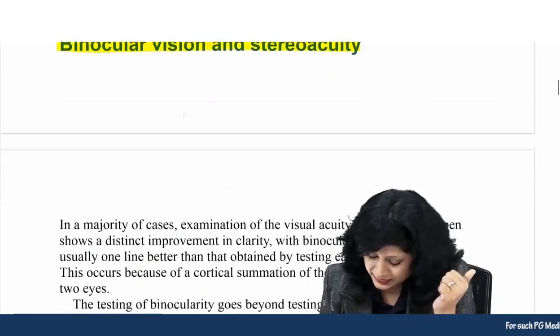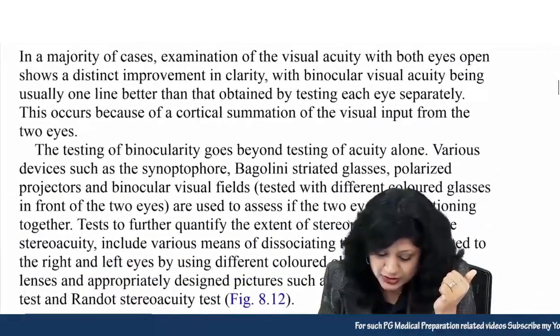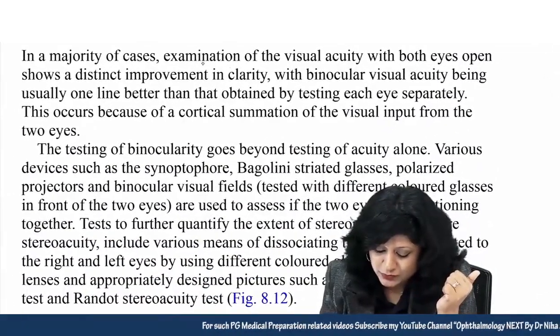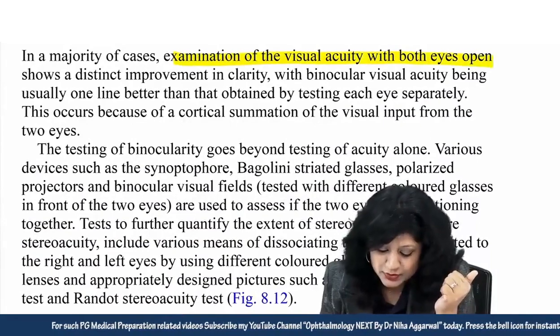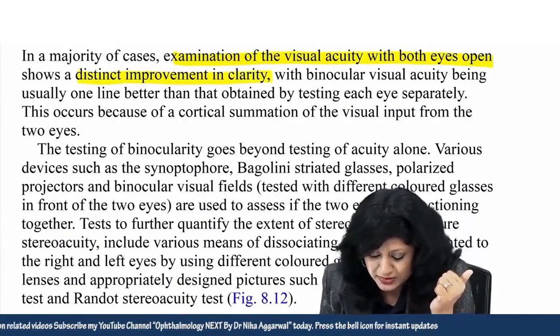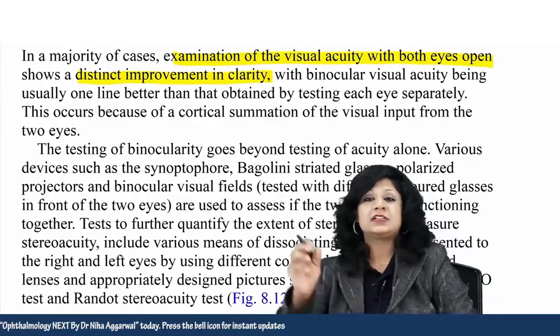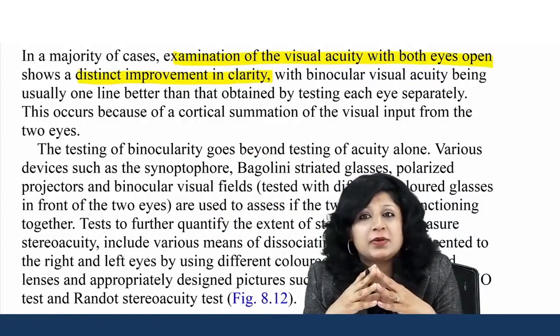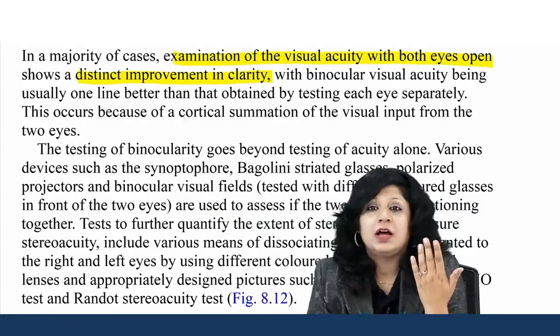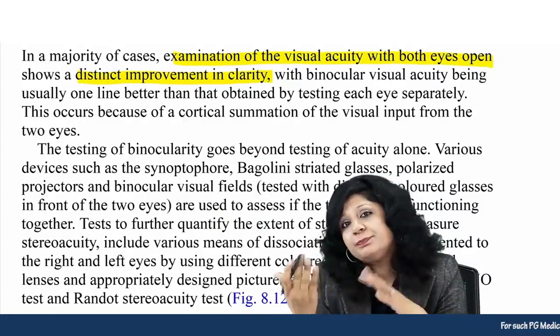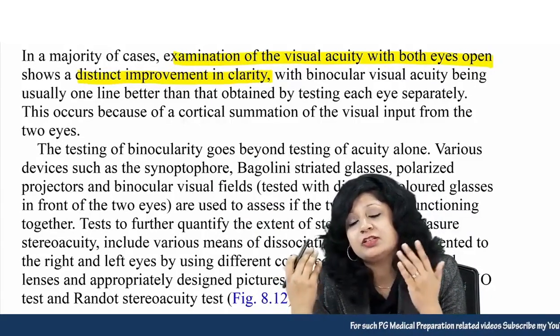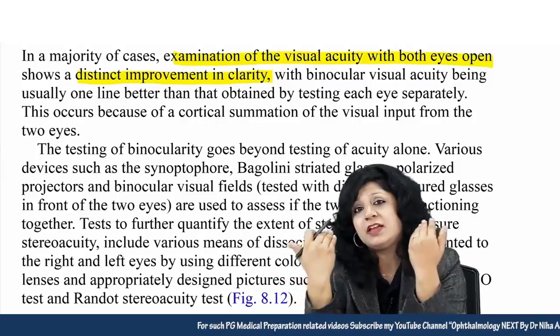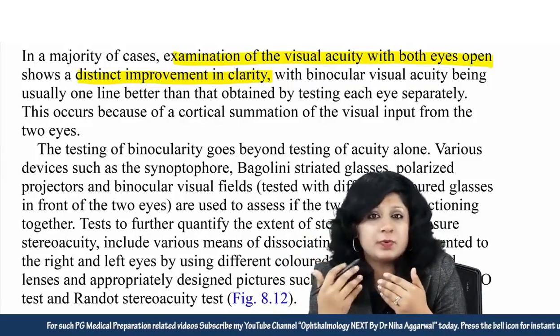Binocular vision and the stereo acuity. In the majority of cases, examination of the visual acuity with both eyes open shows a distinct improvement in clarity. Now we know that when we are testing the visual acuity, if both eyes are open, there is a lot of improvement that we get, because now I am giving the support of binocular vision to my eyes.